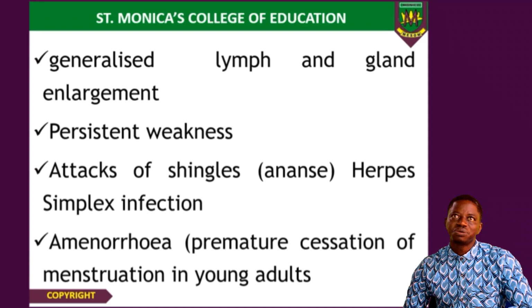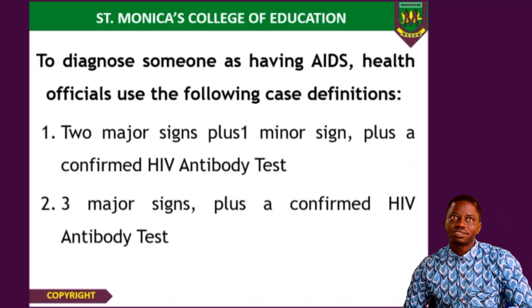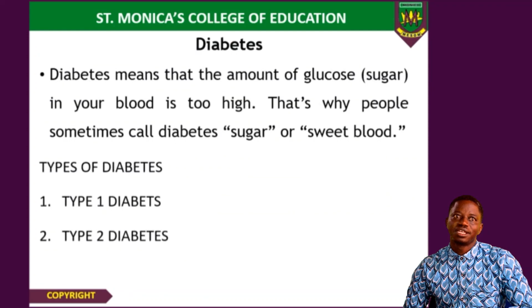Then to diagnose someone as having AIDS, health officials use the following case definition. Take note. 2 major signs plus 1 minor sign plus a confirmed HIV antibody test equals what? HIV positive. And it means that you are HIV positive. Or 3 major signs plus 1 confirmed HIV antibody test equals what? HIV positive. Any of them, there are 3. When that happens, then we declare that you are HIV positive.